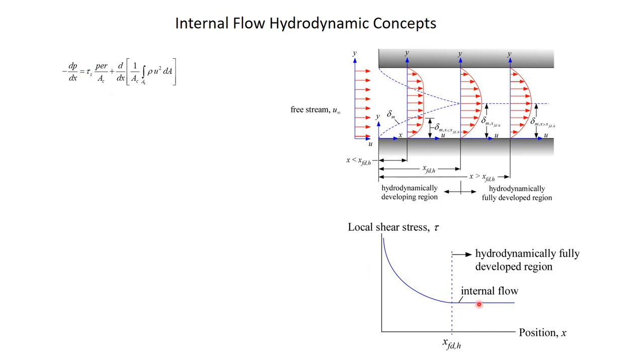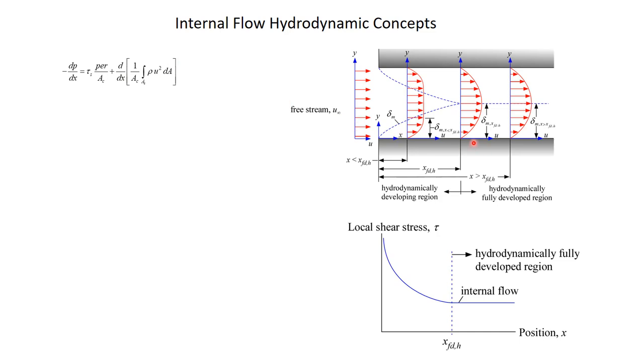Well, the shear stress becomes constant, right? So this term here no longer changes with x. I have a constant shear stress, and perimeter and cross-sectional area are constant. So at least the contribution of this first term is a constant. It's not saying that pressure is constant. What it's saying is that the pressure gradient becomes constant. I'm losing pressure at a constant rate, right?